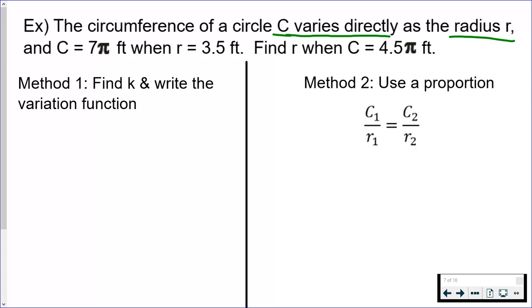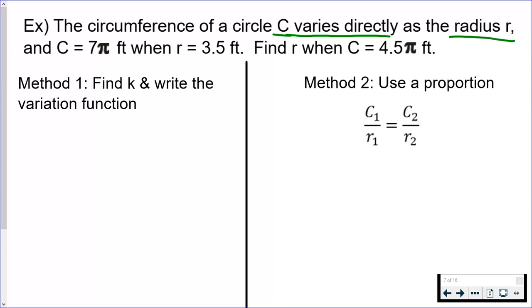Now, I prefer method 1 where we set up the direct variation function, but I'm also going to demonstrate method 2, which is where you can use a proportion. I don't want you to get confused between the different method options, especially when I get into different types of variations. So that's why I would encourage you to stick with method 1. But if you really are dying to do method 2 instead, then that's fine as long as you get the right answer.